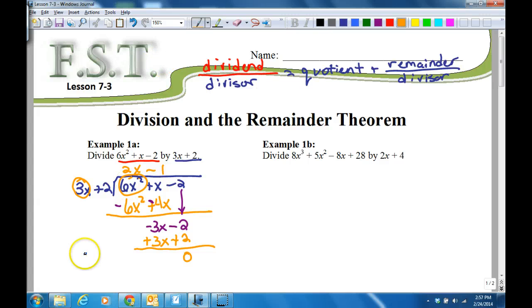Okay. So the answer to this, if I were to write it out in my dividend divided by divisor, it's going to look like this. 6x squared plus x minus 2 divided by 3x plus 2. The quotient to that is 2x minus 1 with no remainder. Okay? Can you just, for the answer, can you just write out 2x minus 1 for the answer? Yeah, you could do that. Okay? Now I want to do the same thing with this one, okay? So, the remainder there is no remainder, it was 0, over the divisor, which is 3x plus 2, right? That's the divisor.